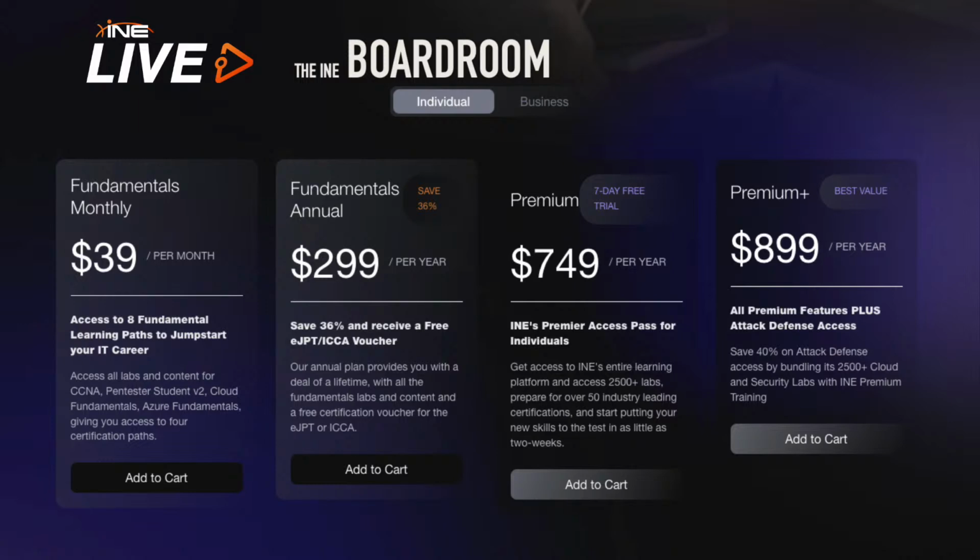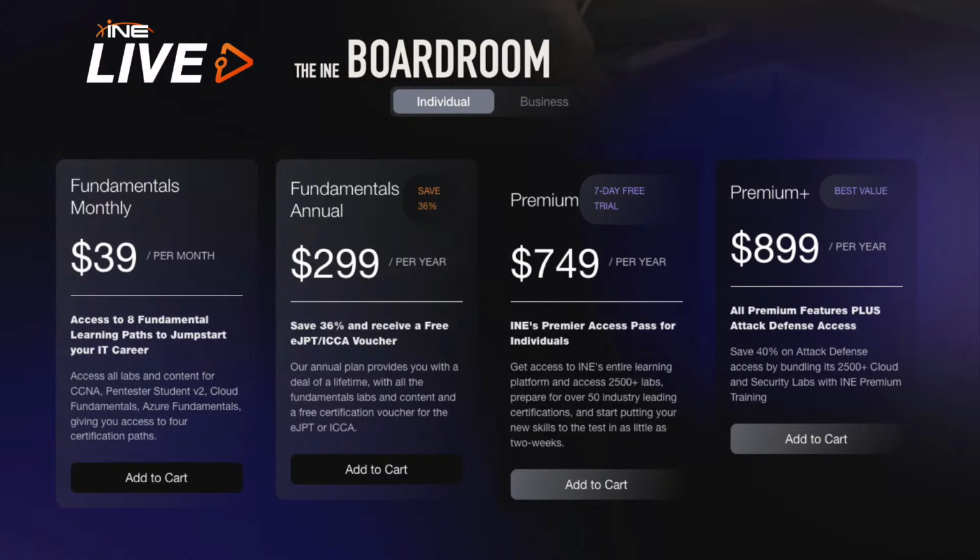Fundamentals annual is $299 per year. It includes all fundamentals labs and content, plus a certification voucher for eJPT or ICCA. Premium access, if you have that, it's not changing a bit. It includes access to 2,500 labs, endless instruction content, videos, workbooks, quizzes. That's still $749 a year, except it now includes a 7-day free trial. So that's the only thing that's changing about premium. If you have that, everything stays the same, except new people who sign on get a free 7-day trial.